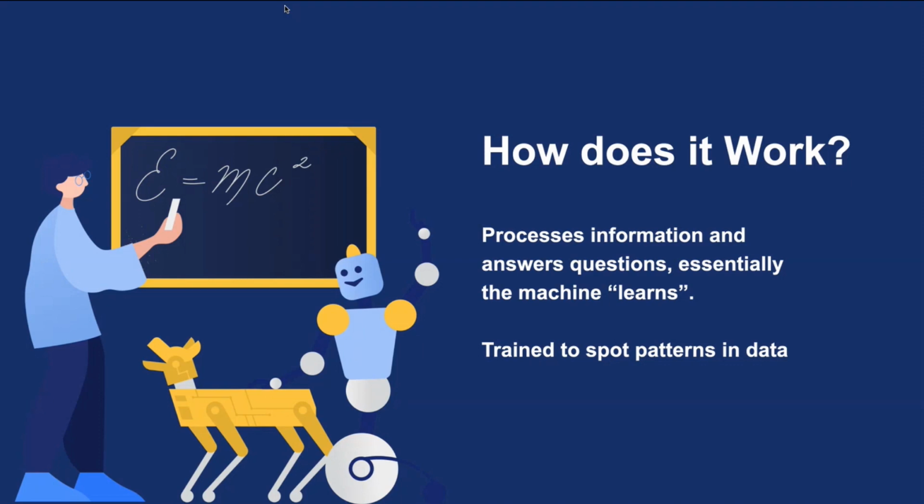Or simply put, we can also say that essentially the machine learns. Hence we call it machine learning. Why do we say machine learning? Because the machine is actually learning from the data and is able to answer the correct questions. Okay. And what else is there? It is trained to spot patterns in data. So when you give data, the machine is able to see the patterns in it too.